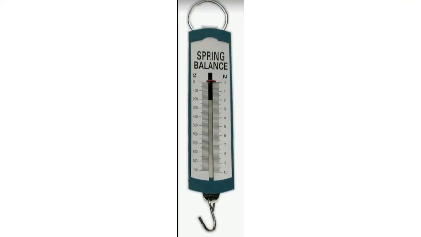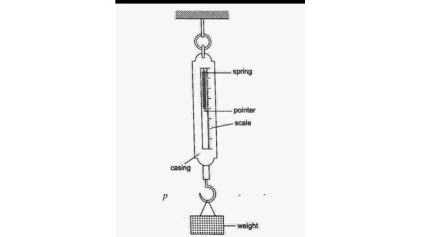Measurement of weight. We can measure the weight of an object using a spring balance. A spring balance consists of a spring fixed with a pointer at the upper end and a hook at the lower end. It has a scale in Newton.